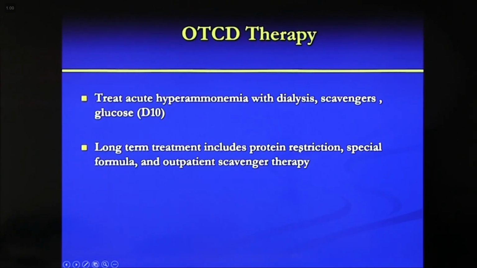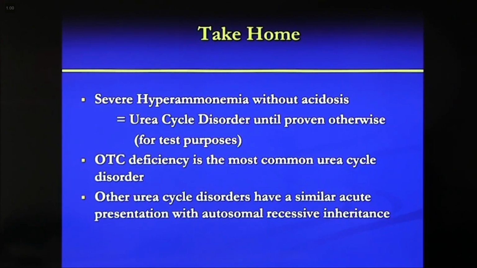And the long-term treatment is we use protein restriction. There's special formulas which are lower in protein, and there's outpatient scavenger therapy. So again, you can help the glycine and glutamine exit the body in a different way. So for test purposes, if you have severe hyperammonemia without acidosis, it's usually a urea cycle disorder until proven otherwise for test purposes, but also in the real world. You got to think of that. Now, it can be something else, but you're going to be calling your friendly geneticist to find out. But it's something that you need to think about all the time, and it's the most common one.